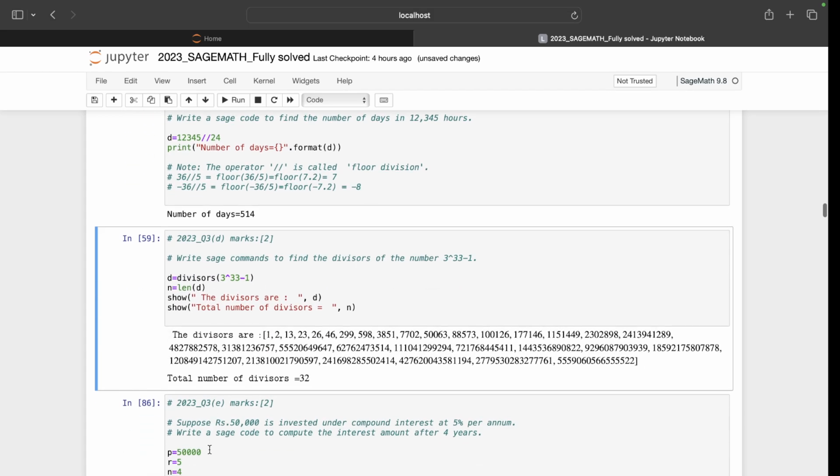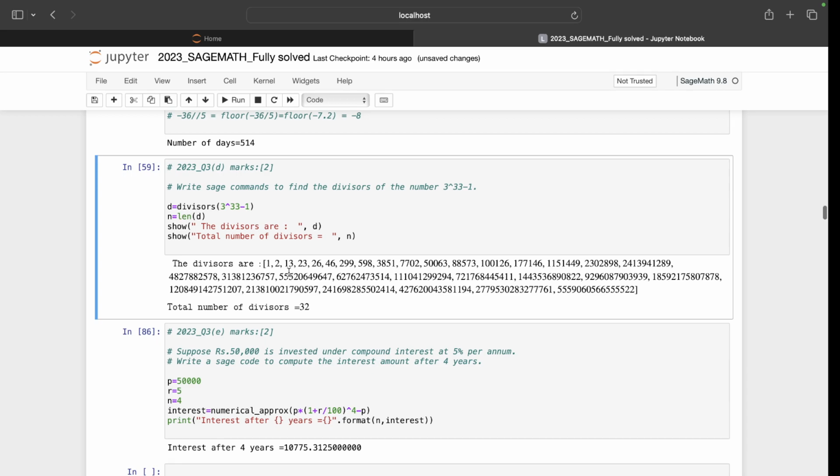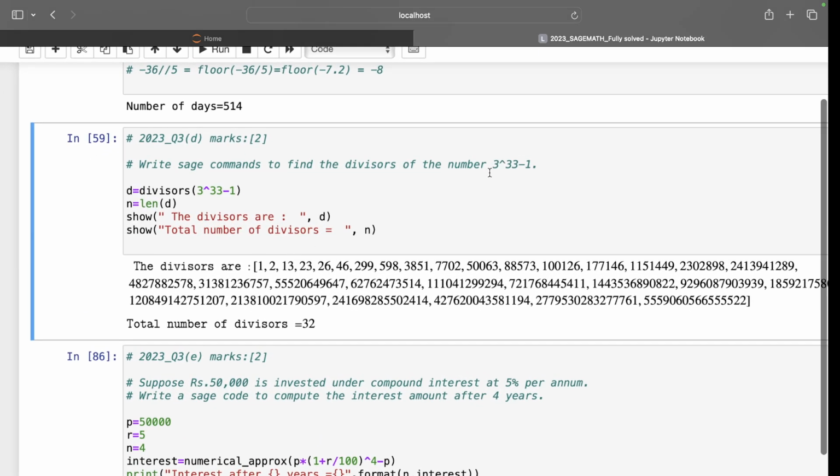Next question, 3D. Write the Sage command to find the divisors of the number 3 to the power 33 minus 1. The d is the divisors. Divisors is an inbuilt function in Sage. n equal to len of d; len is an inbuilt function. We count the total number of divisors. The length means the total number of data. So the total number of divisors is 32, the length of d.